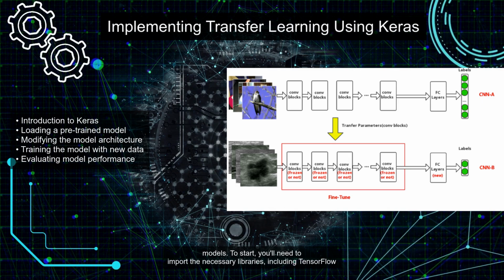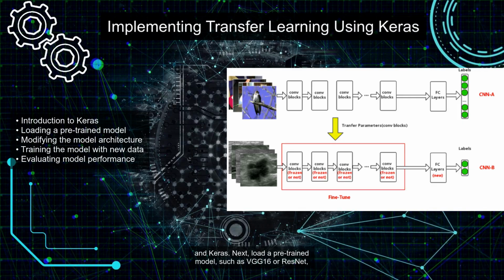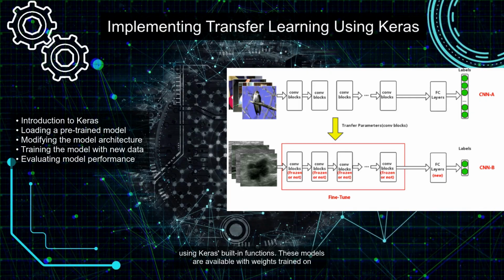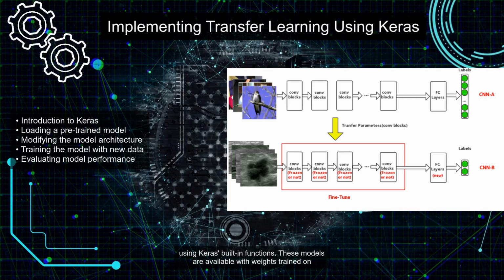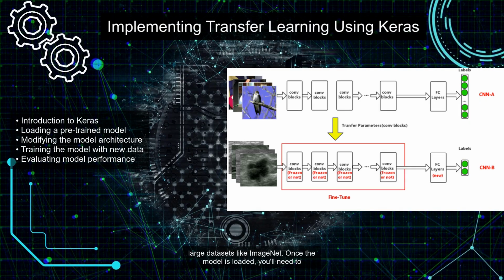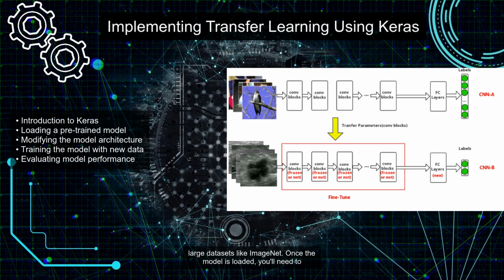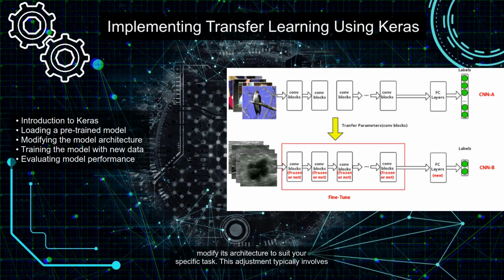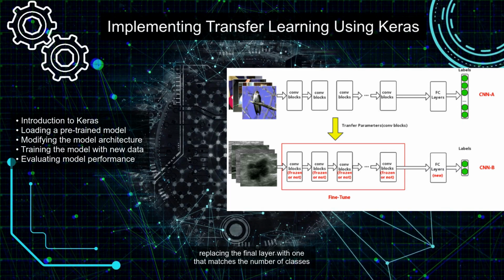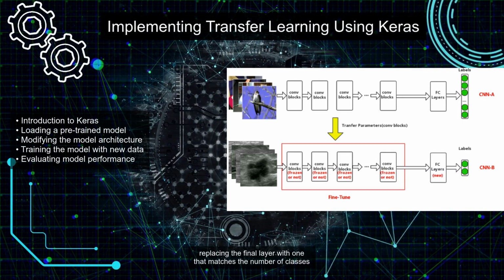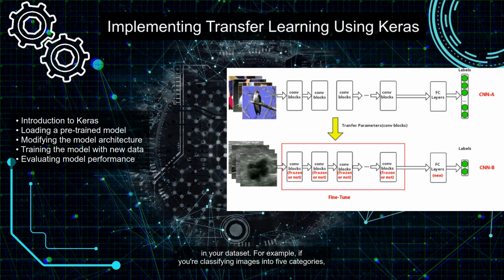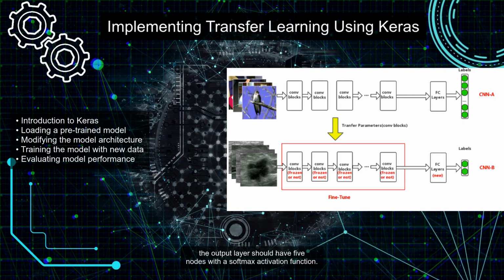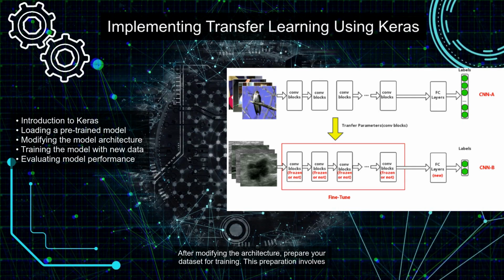To start, you'll need to import the necessary libraries, including TensorFlow and Keras. Next, load a pre-trained model, such as VGG16 or ResNet, using Keras built-in functions. These models are available with weights trained on large datasets like ImageNet. Once the model is loaded, you'll need to modify its architecture to suit your specific task. This adjustment typically involves replacing the final layer with one that matches the number of classes in your dataset. For example, if you're classifying images into 5 categories, the output layer should have 5 nodes with a softmax activation function.